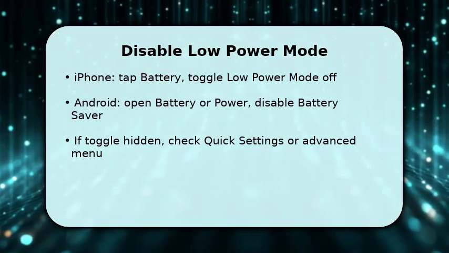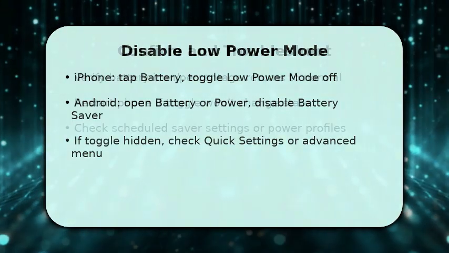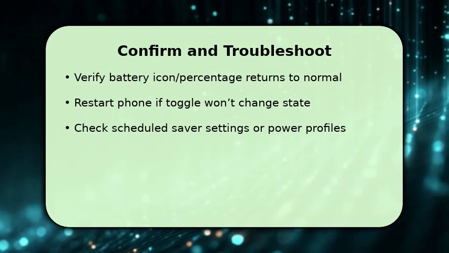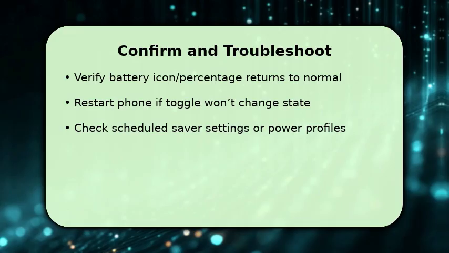You finish by confirming the change. The battery icon and performance should normalize. If the toggle won't switch, restart the phone and try again. A reboot clears temporary locks.